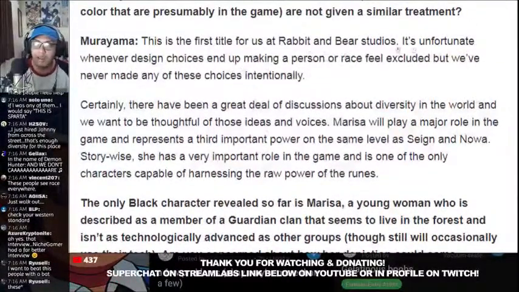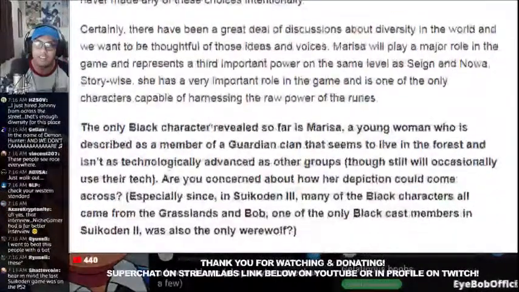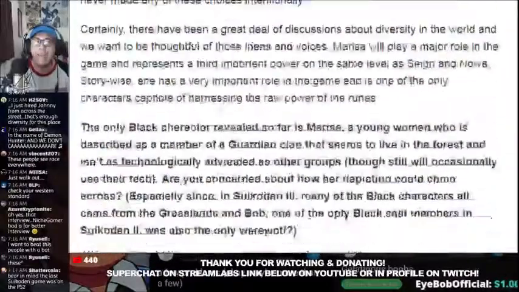This is the first style for us as Rabbit Bear Studios. It's unfortunate whenever design choices end up making a person or race feel excluded, but we've never made any of these choices intentionally.